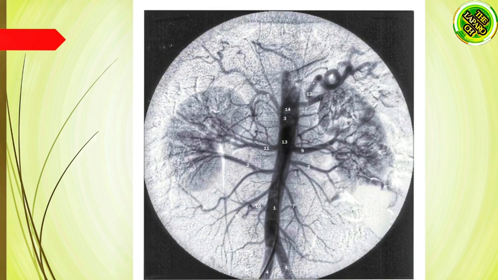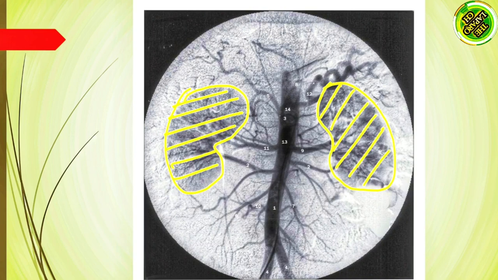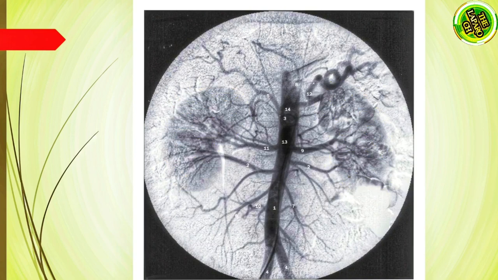This is a CT angiogram. It shows aorta, its major branches. Renal arteries can also be seen. Kidneys are being highlighted. This tortuous vessel represents the splenic artery.